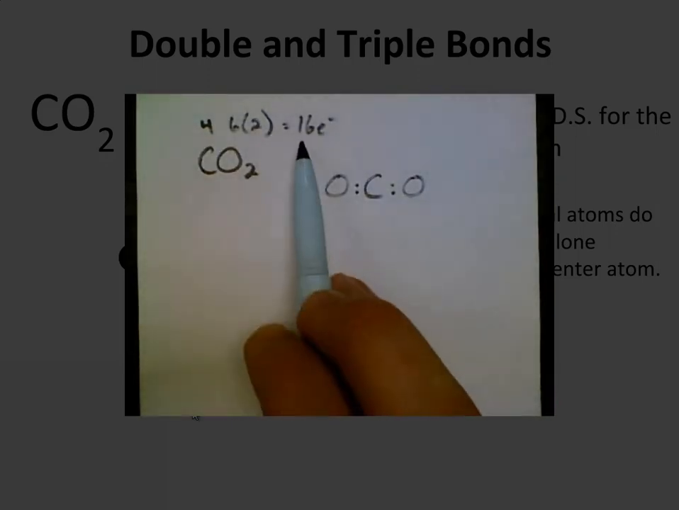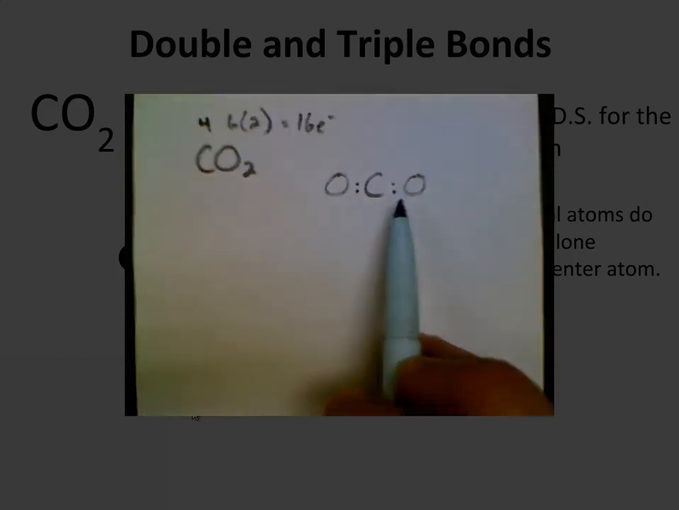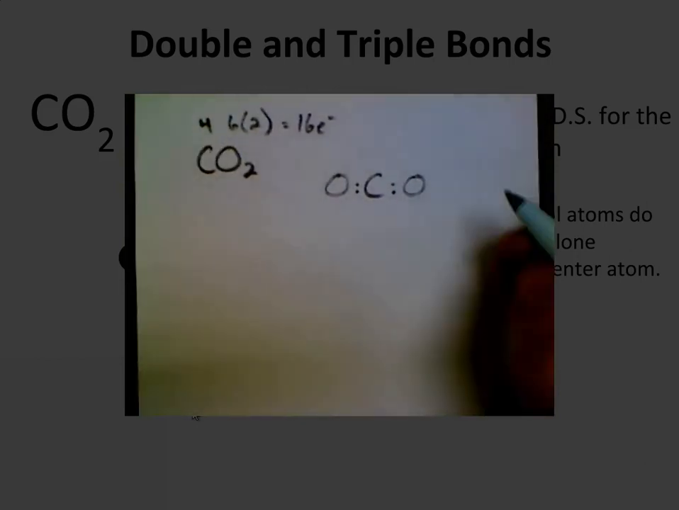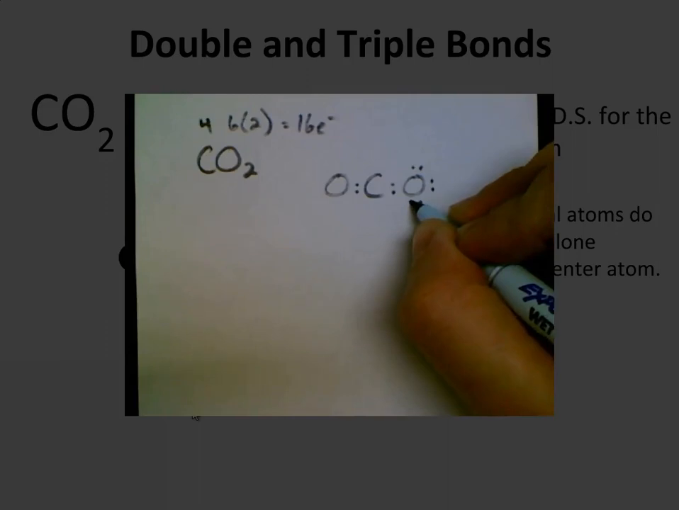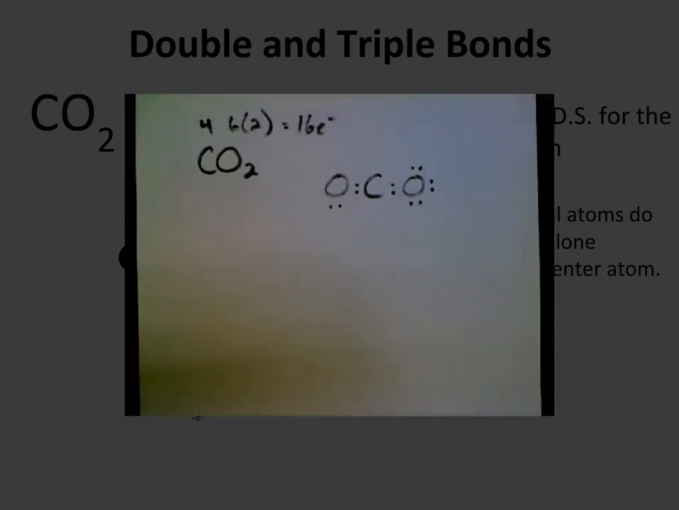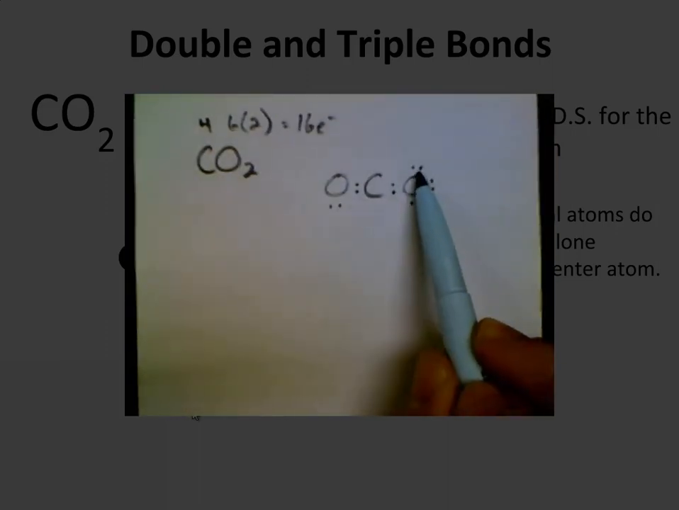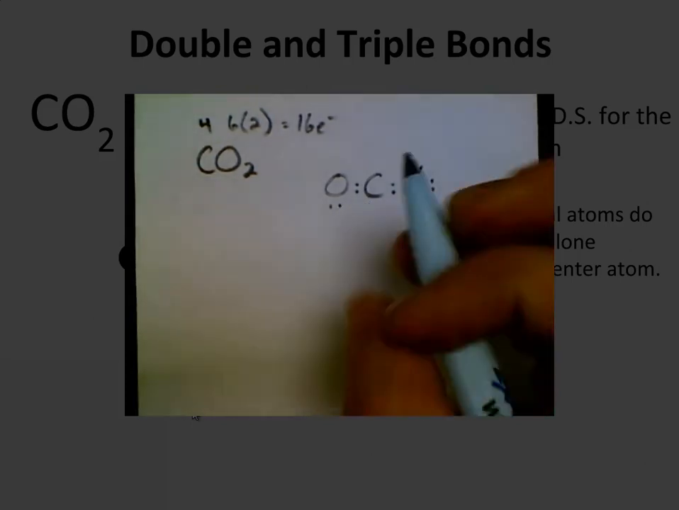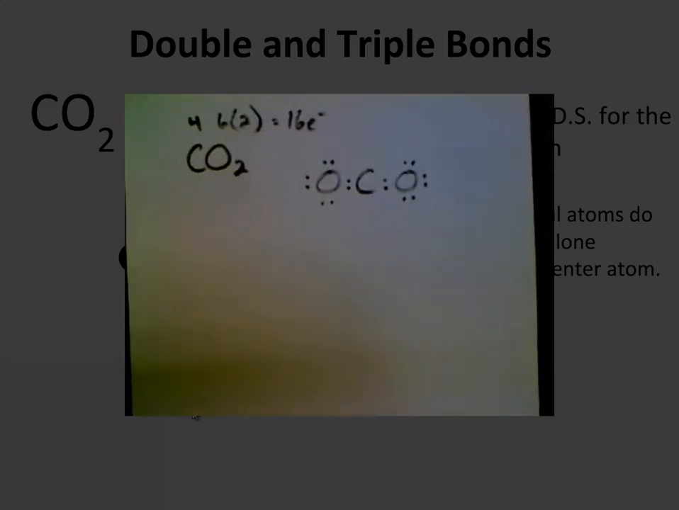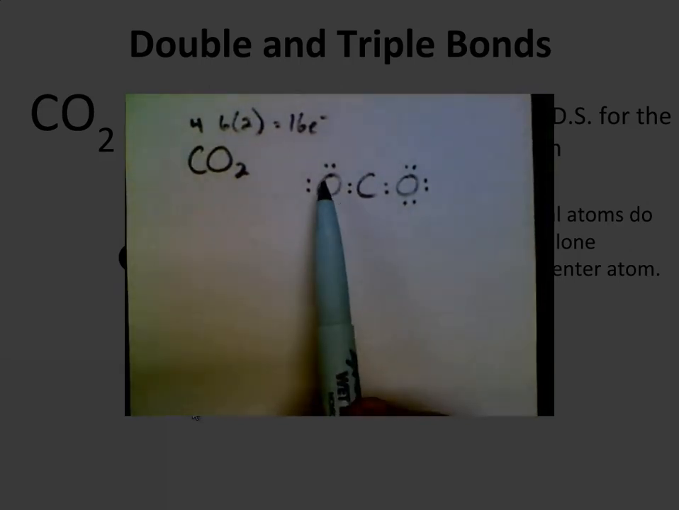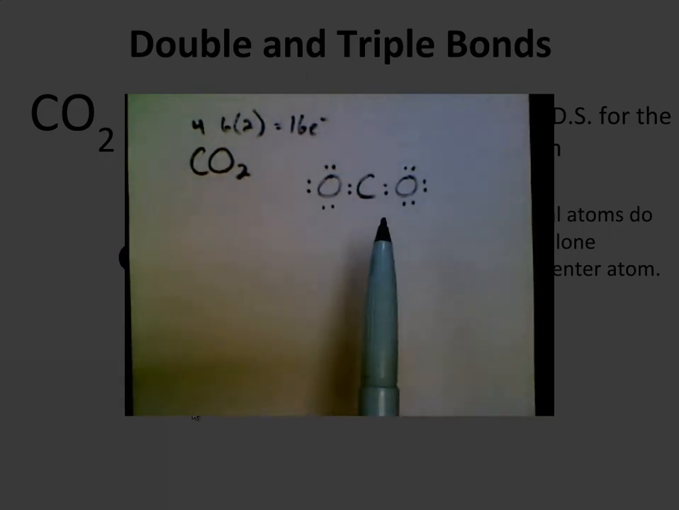Okay. Now we have 16 electrons to work with. We've already used 4 of them. So the steps that we have say that we're going to start at the outside atoms and add electrons until we run out of electrons. So 2, 4, 6, 8, 10, 12, 14, 16, right? Now, I'm doing this in marker because it shows up a lot better on the screen, but you want to probably be doing this in pencil because we're going to have to make some changes here.